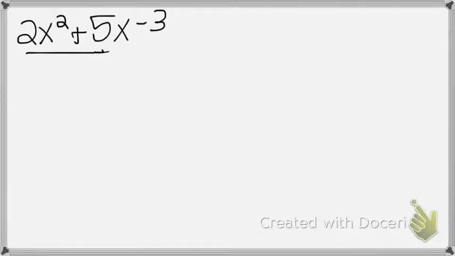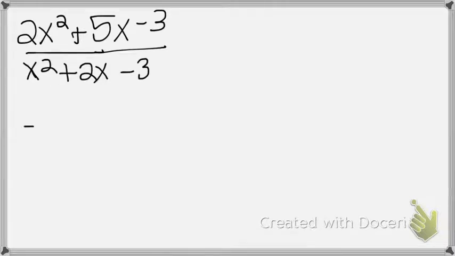If you're in my class, this is nothing new. If you're in someone else's class, this is how we do it. We go ahead and simplify our function. So, we have the function 2x squared plus 5x minus 3 all over x squared plus 2x minus 3. Okay, we need to go ahead and simplify that. The first thing we need to do is factor the top.